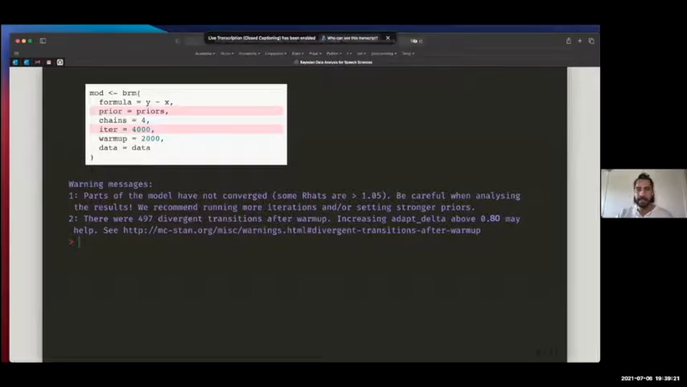Now, you'll also notice that there's another warning right down here in part 2. And in this case, it talks about divergent transitions. It says, be careful, there are 497 divergent transitions in this case. BRMS also gives us a good solution for combating this problem.